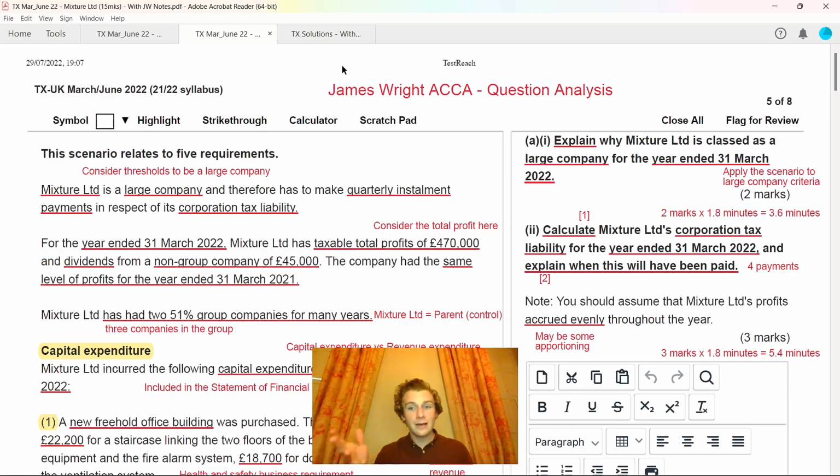Then for part 2 of requirement A, notice how I get into my analysis on here, that little 1 and the little 2, because classic questions, especially in Section C of your tax exam, will test 2 areas. In this case, it was for 3 marks. If you don't answer those 2 areas, you're probably going to get maybe only 1 out of 3. But assuming we're going to answer them both, first calculate Mixture Limited's corporation tax liability for the year ended 31st of March 2022, and the key word here being and, that was the split, explain when this will have to be paid.